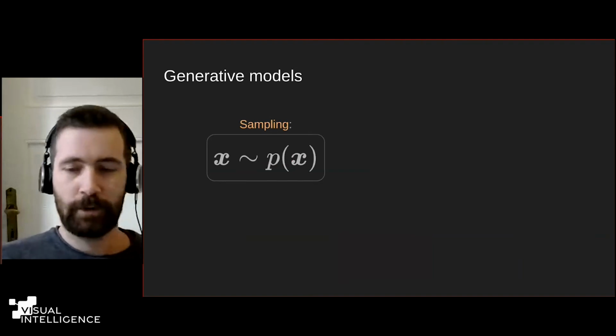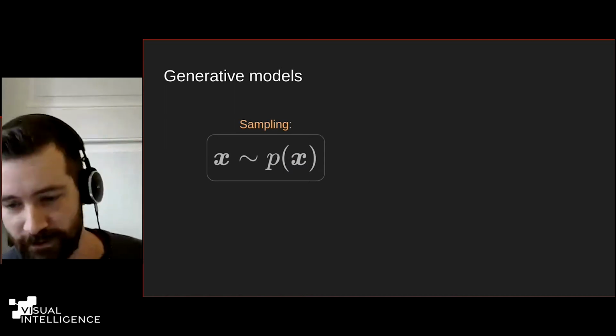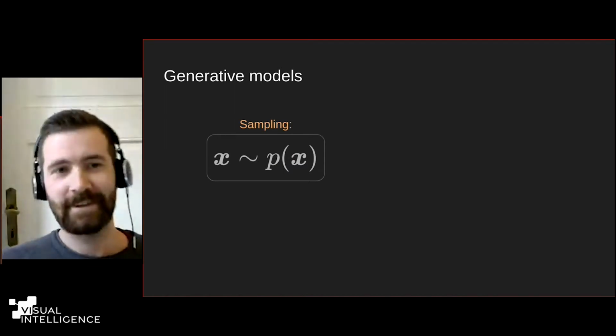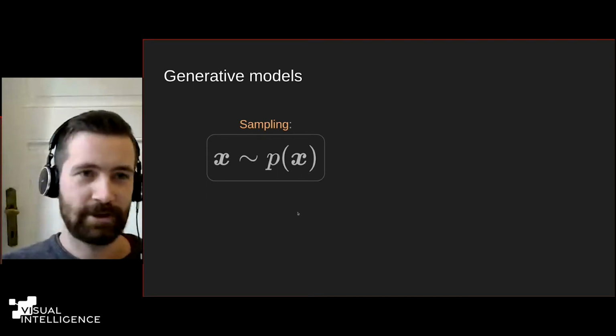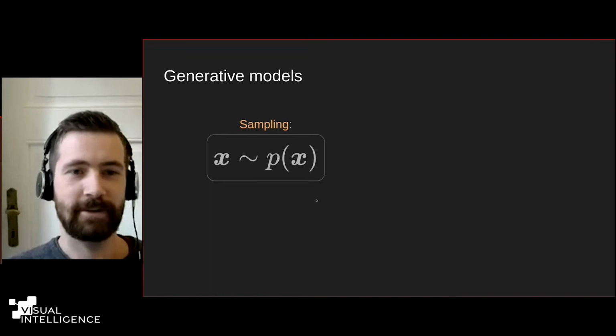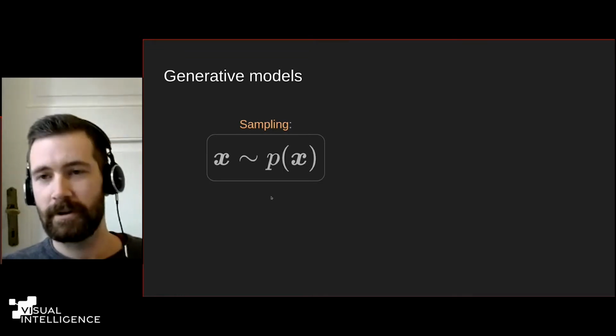Both flows and diffusion models are generative models. So why do we need generative models? It's a good question. The main operation we can do with a generative model is generate data, that is, sample from our distribution.